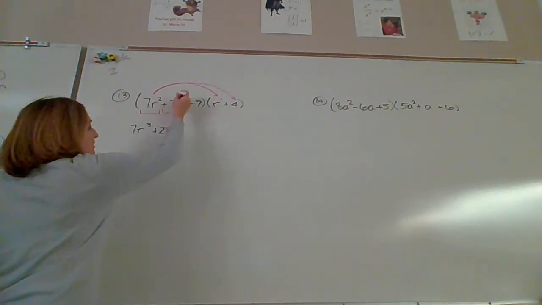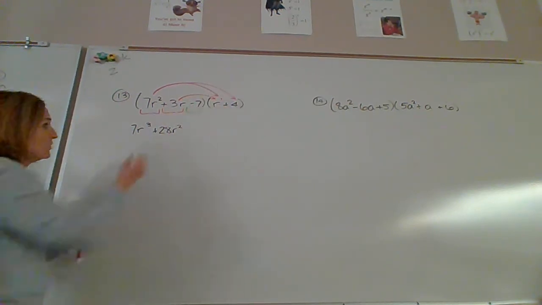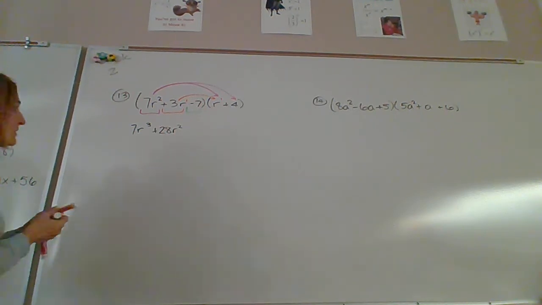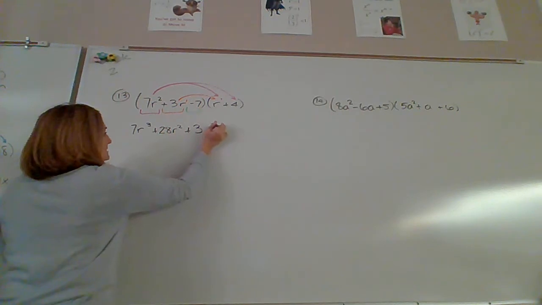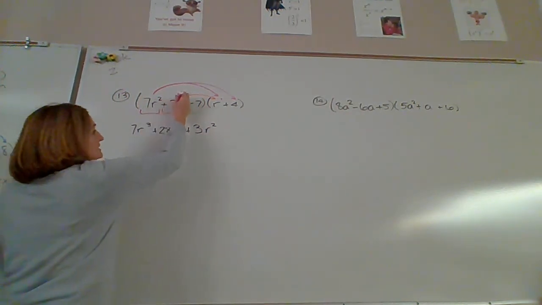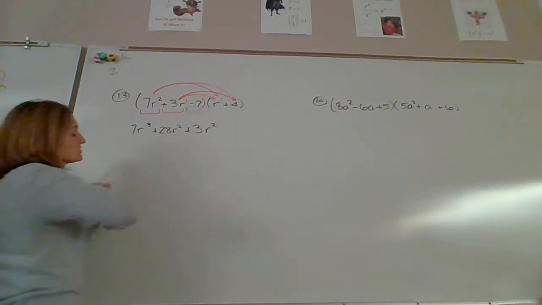Moving on to 3r. We multiply 3r times the r. Again, both of those r's have powers of 1, so we add our exponents. We get 3r to the second. And then we'll multiply the 3r one more time, distribute it to the 4, and that'll give us plus 12r.